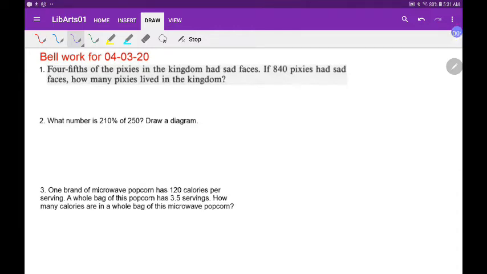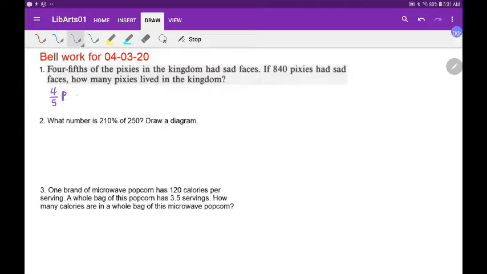So the bell worked for 4-3. 4/5 of the pixies in the kingdom had sad faces. Okay, so how do I find 4/5 of something? Well, I multiply by 4 and I divide by 5. So I multiply by the fraction 4/5, and I'm going to say P for pixies.